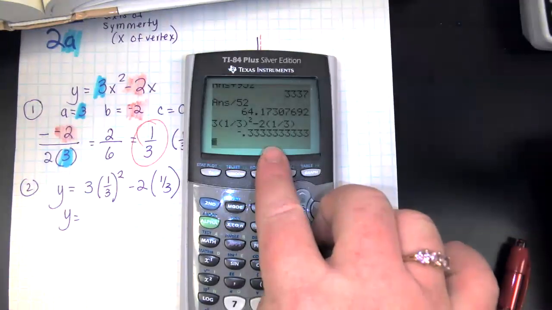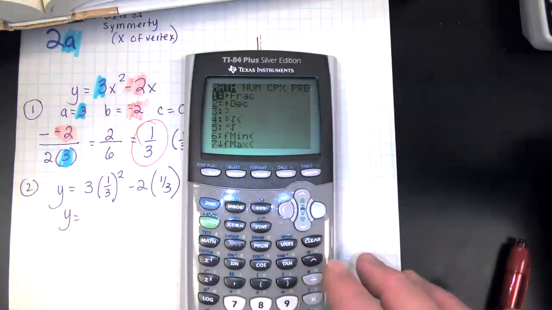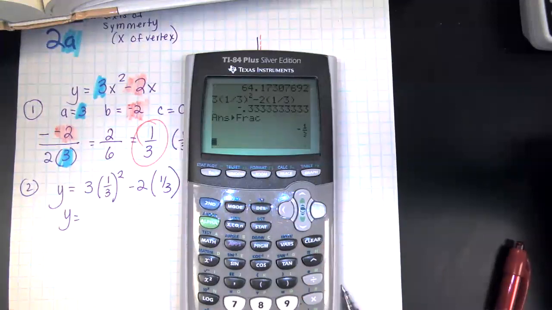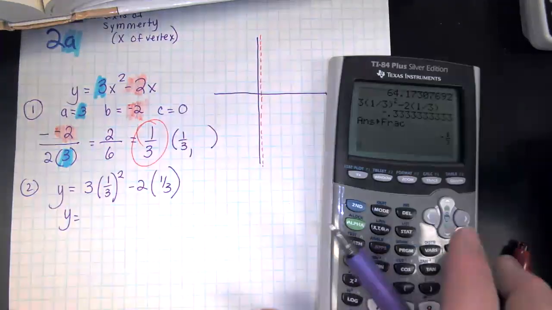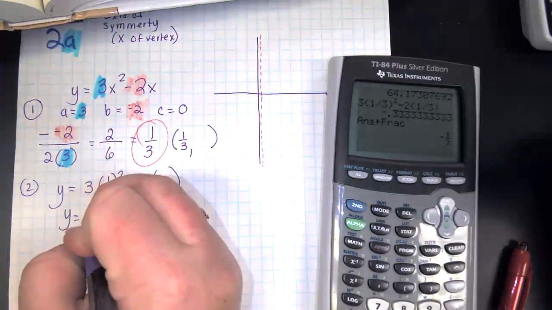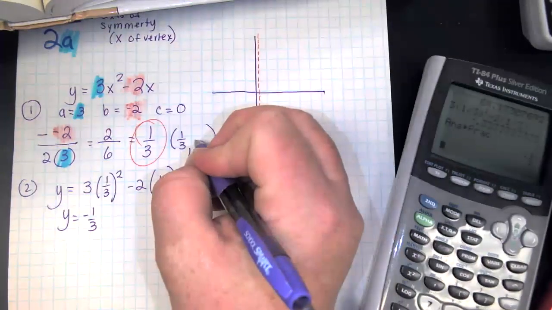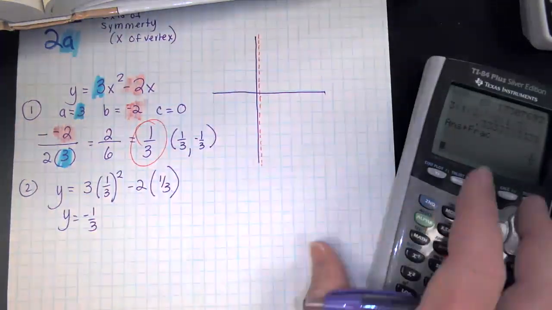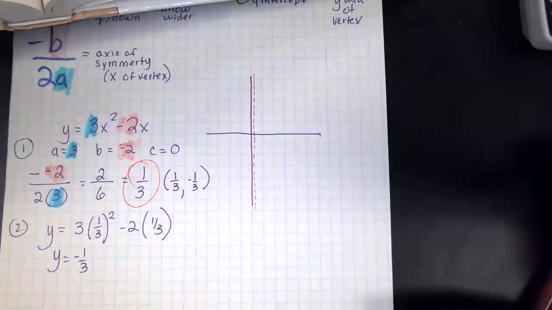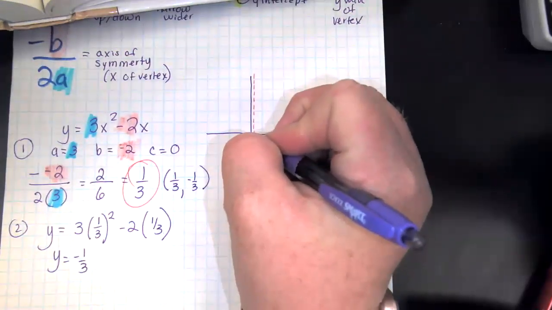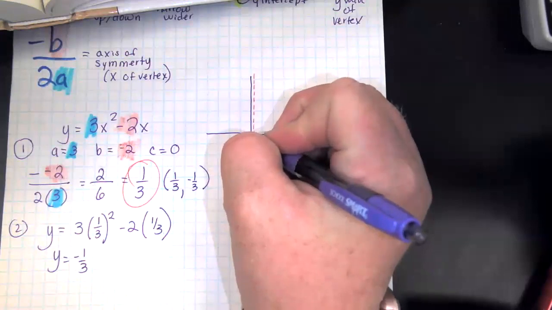Now, if you don't want to deal with a decimal, go ahead and go math and frac it up, and you get negative 1/3. So y is negative 1/3. So of my vertex, I'm at 1/3, negative 1/3. So here I am right there.